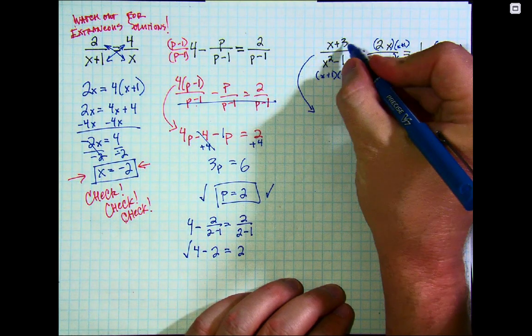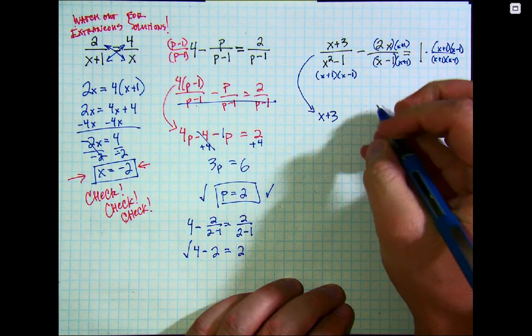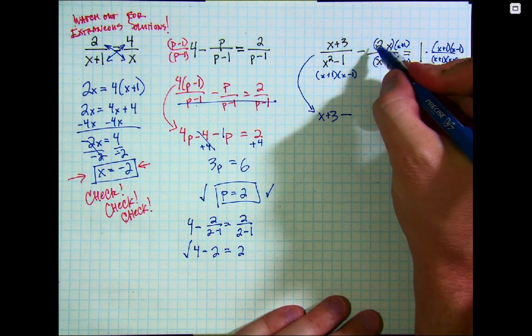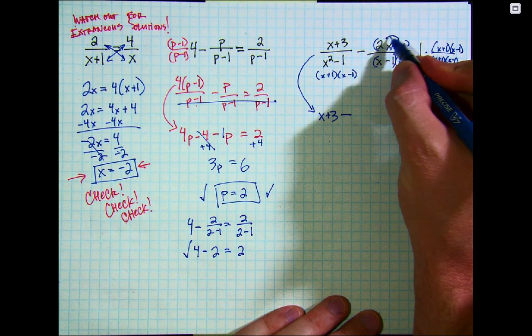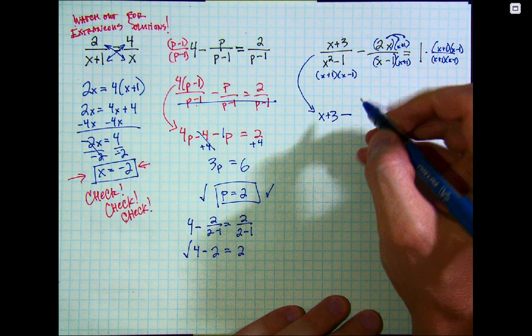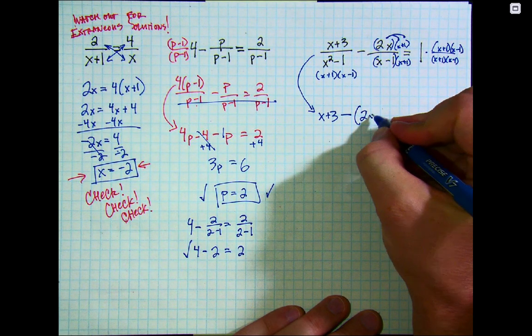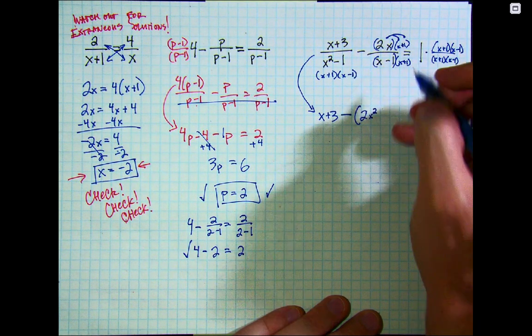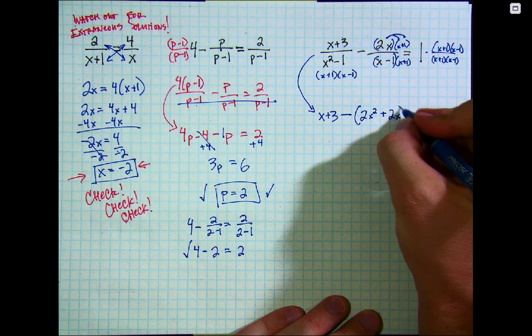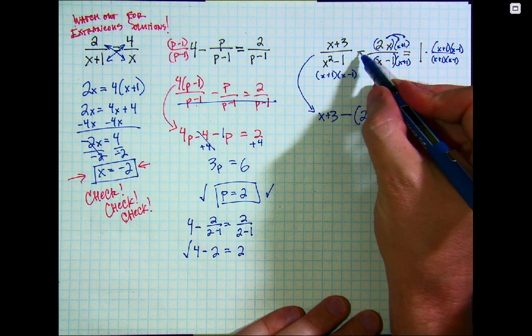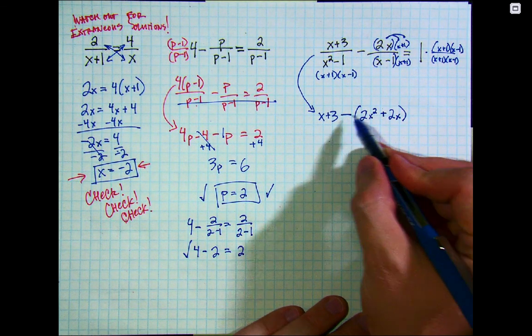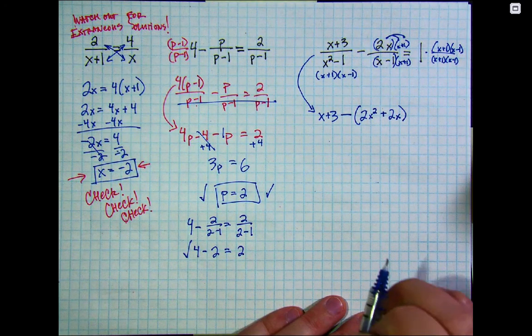x plus 3 minus, I've got to FOIL. No, not FOIL, just distribute, right? 2x times x is 2x squared. 2x times 1 is 2x. Notice I put that in parentheses because this minus means I'm going to have to minus that and minus that. So I've got to be careful here.